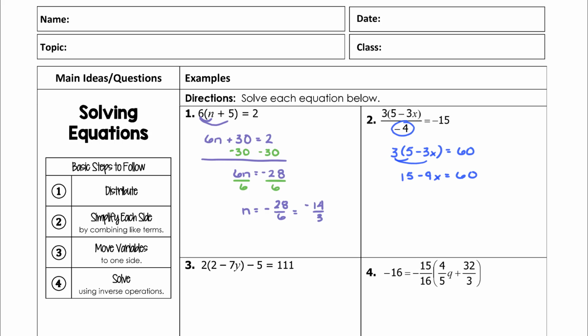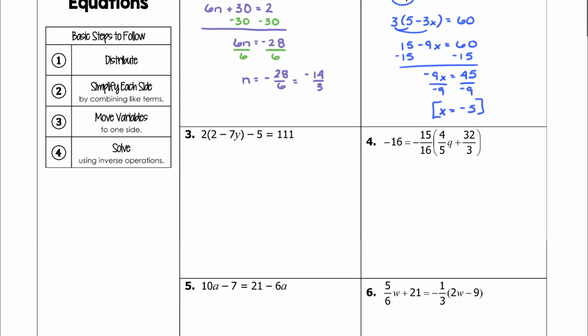We will subtract 15 from both sides, and we get negative 9x equals 45. Divide everything by negative 9, and you're left with x is equal to negative 5. So there's your solution for that one.